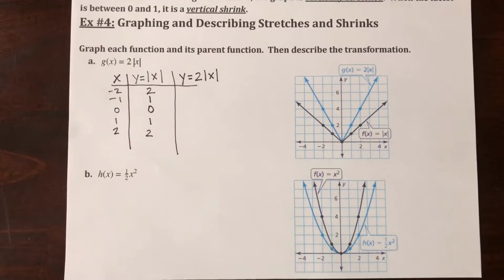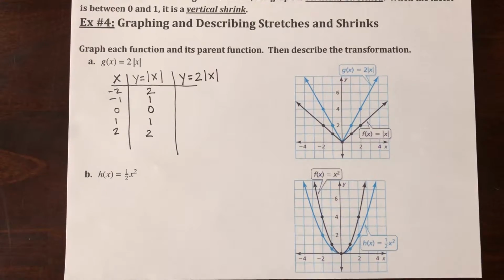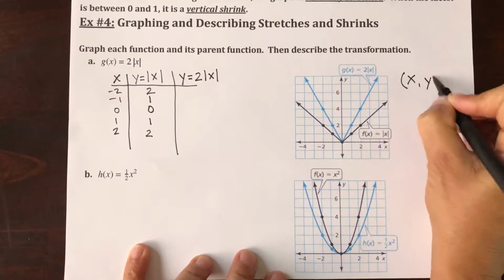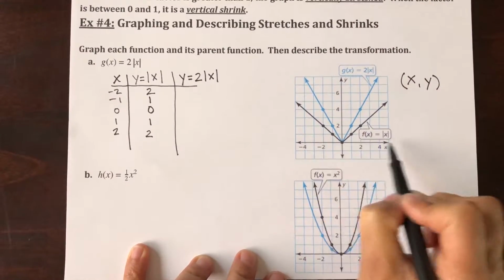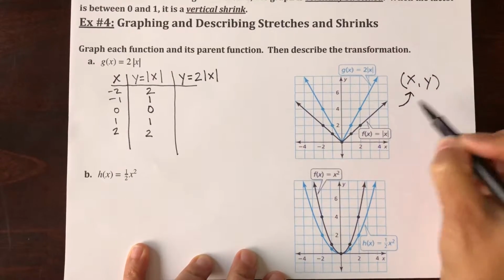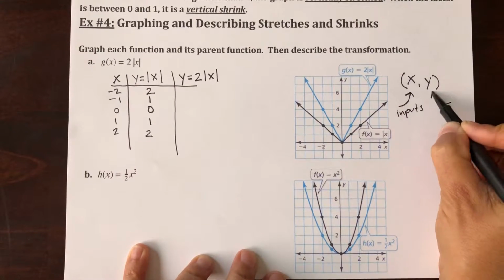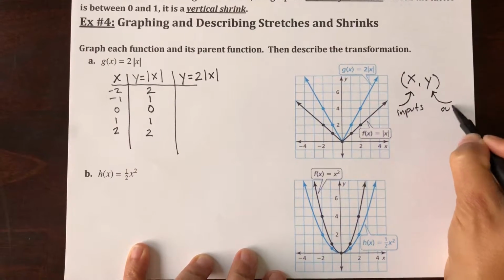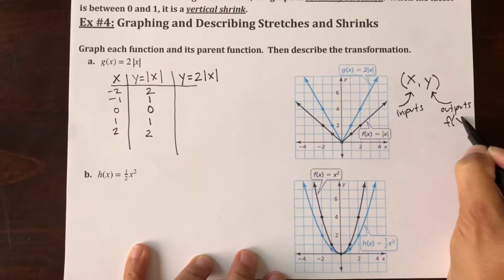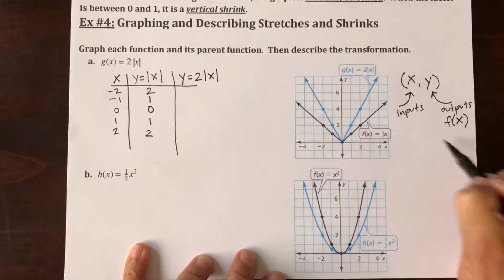Remember real quick, inputs and outputs on a graph, those are our x and y's. So x, y, right? You always go along the x-axis first and then to the y. So our inputs are the x values and our outputs are the y values. And we also call these f of x. So when we do something to the whole function, we're doing something to the output.